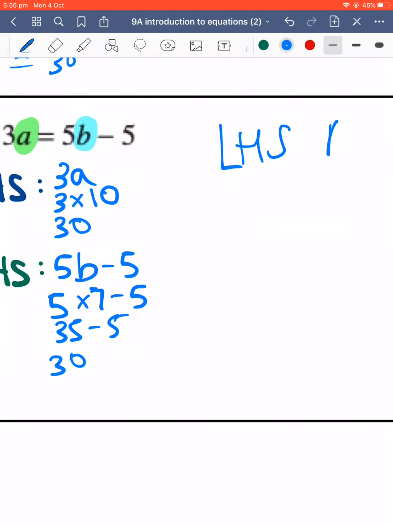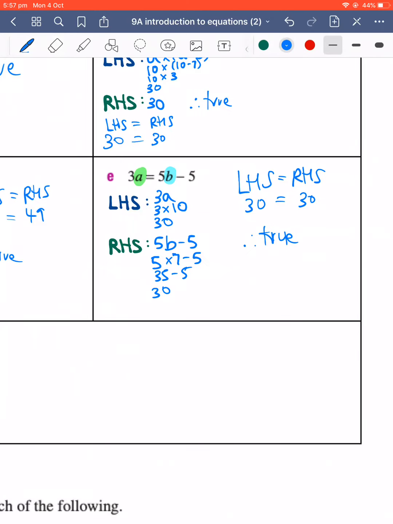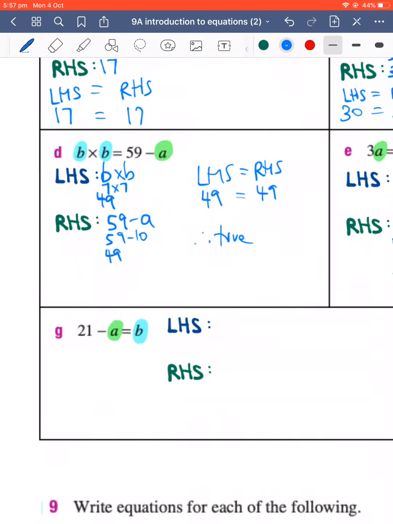The reason we do this in a systematic way is because you want to be able to show your proof, show your working out, show that you know what you're talking about. And if we have a process, it's a lot easier. So that one was true.